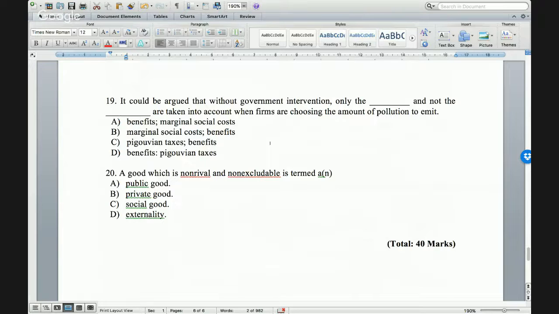example. Now, I know taxes is in here, but that's not your answer. You will not have Pigouvian taxes in here. So your answer is going to be either one of these two. So it could be argued that without government intervention, only the benefits and not the marginal social costs are taken into account when firms are choosing the amount of pollution to emit. So that's without government intervention. With government intervention, they emphasize then the social costs. So your answer here is A.